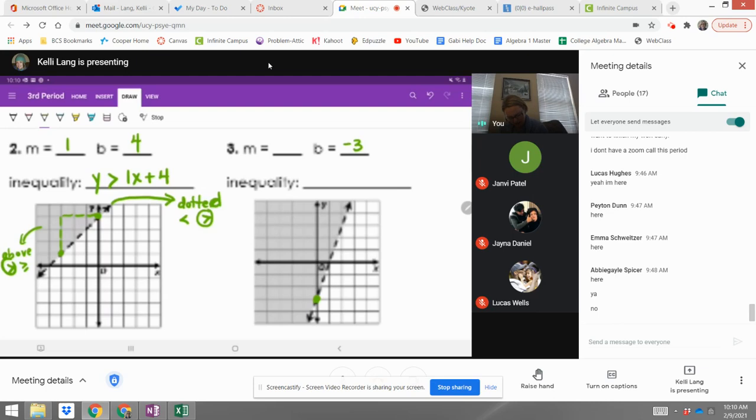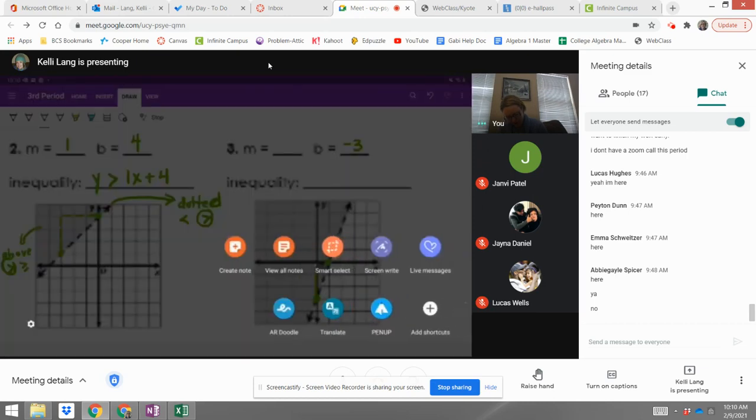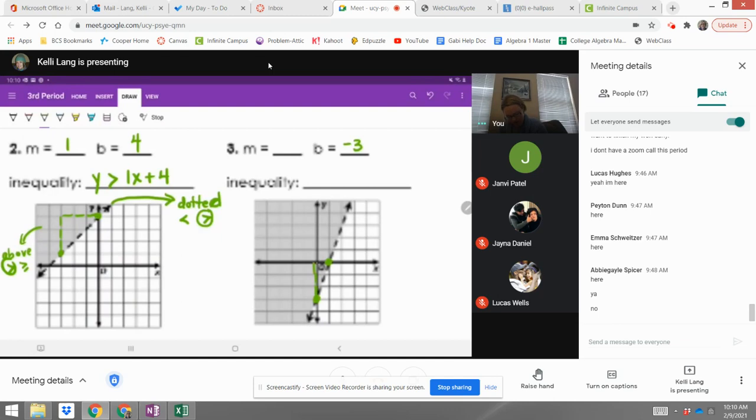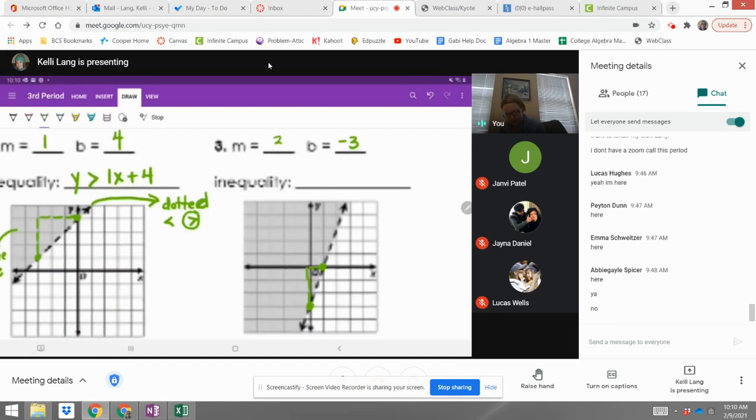And then I'll identify another good point. 1, 2, 3. How about this one? Which gives me a slope of 3 over 1. Rise over run, 3 over 1, which simplifies to positive 3. Now we have enough information to write this in y equals mx plus b form.